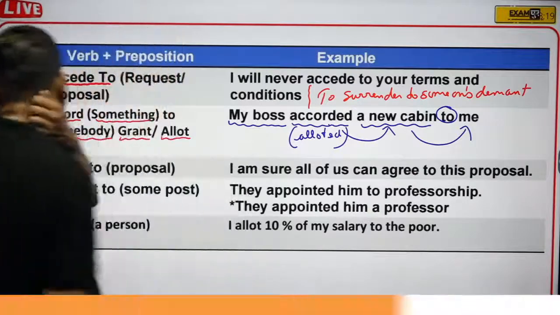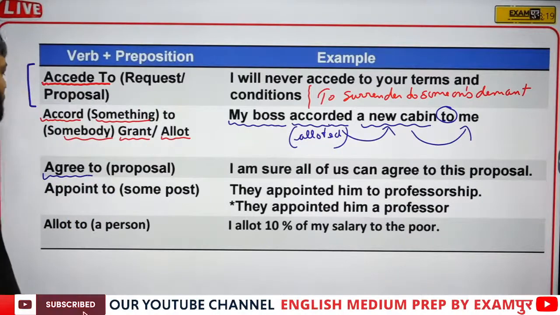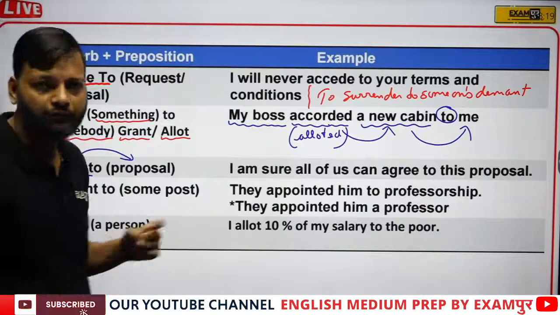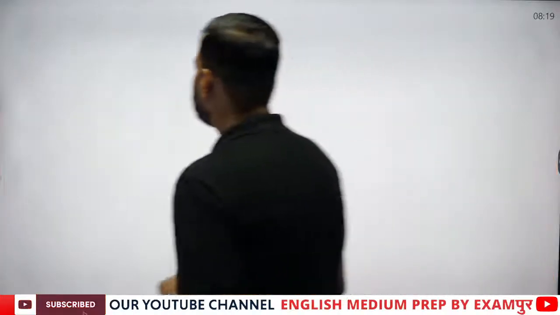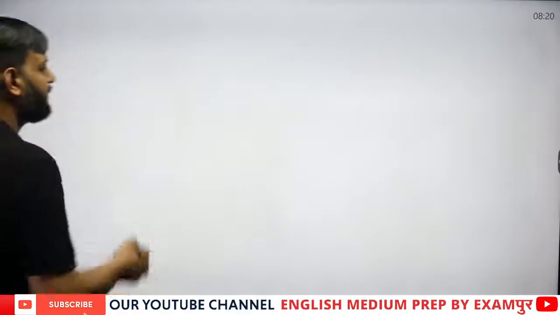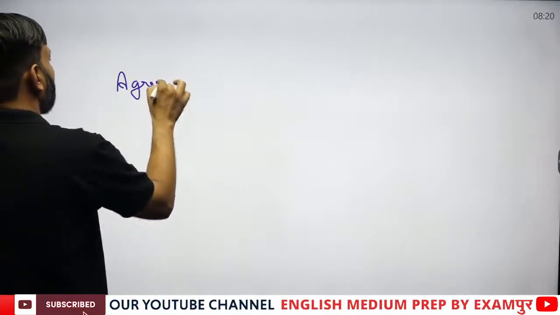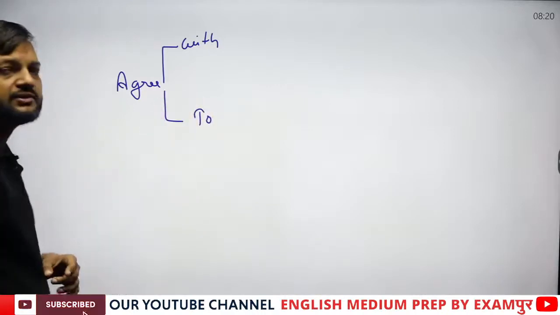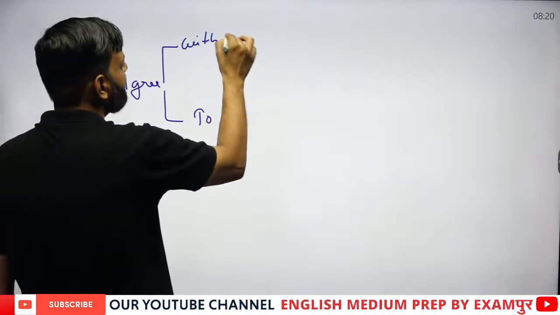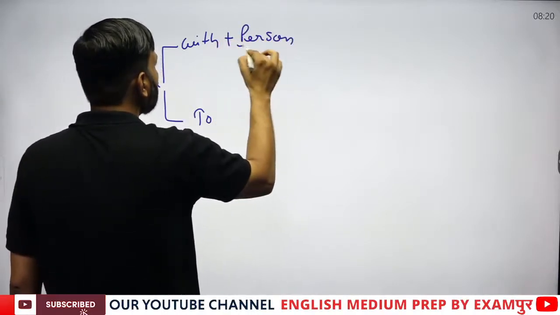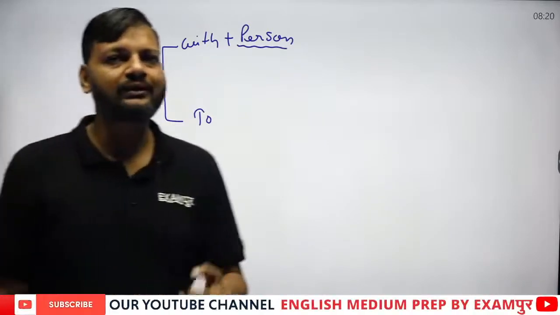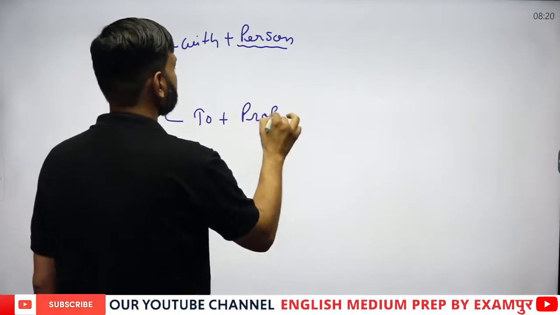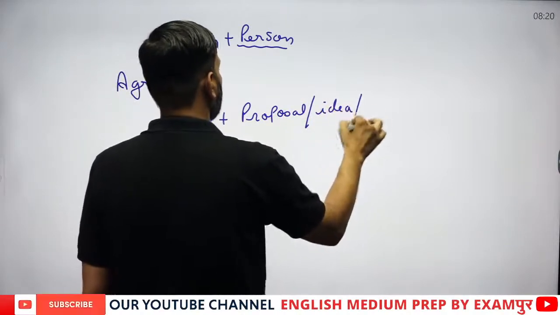Okay. Now the next word is agree to. Agree to is followed by a proposal. Now this word can be confusing. Why confusing? Because there are two prepositions that follow the word agree. Agree is followed by with as well as to, but the conditions are different. Agree is followed by with when there is a person, as you know the preposition with has to be used, and agree to means to a proposal or idea or something.